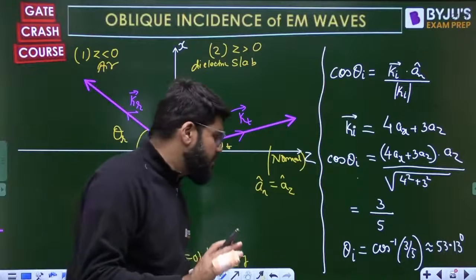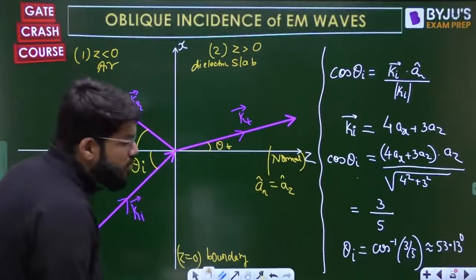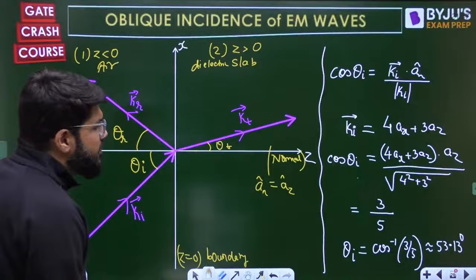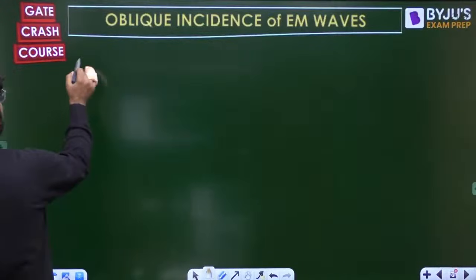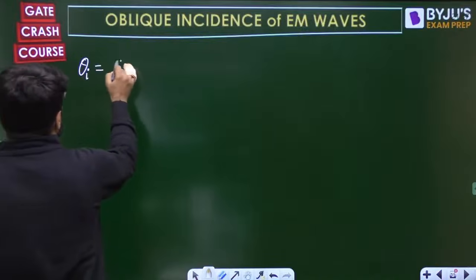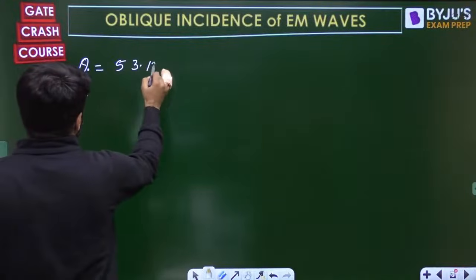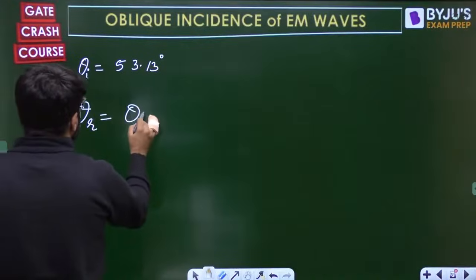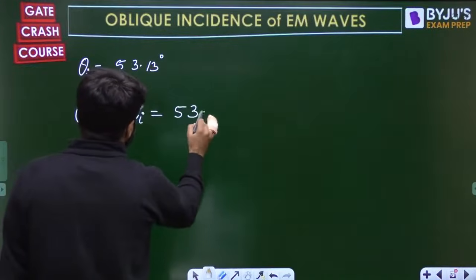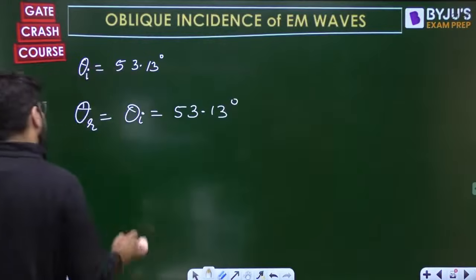Okay, just wait. I will take up your doubts. Let me continue because this is a very important and crucial question. Theta I is 53.13 degree, right? So what is going to be theta r? Step by step. I know that theta I is 53.13 degree. We know that theta r and theta I are the same. So that is again 53.13 degree.